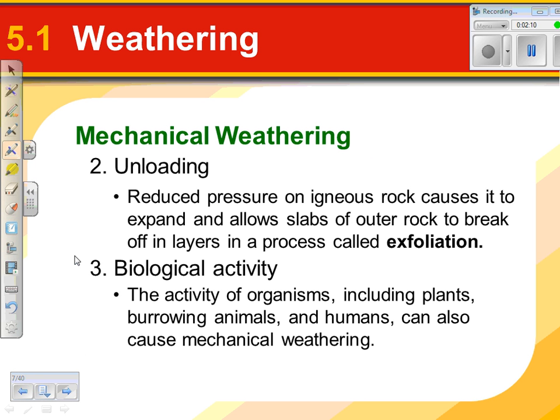Unloading. Reduced pressure on igneous rock causes it to expand and allows slabs of outer rock to break off in layers in a process called exfoliation. A classic example of exfoliation is Half Dome in Yosemite Valley, where, as the name suggests, there's only half of the mountain there. That rock has been eroding, and it breaks off in circular slabs or layers, in the case of Half Dome.